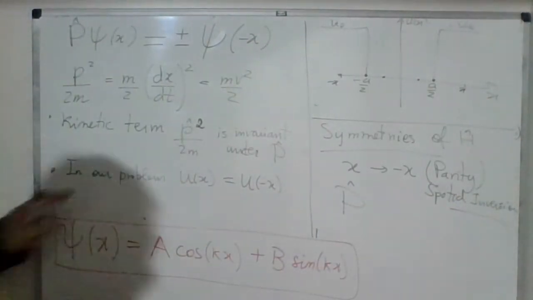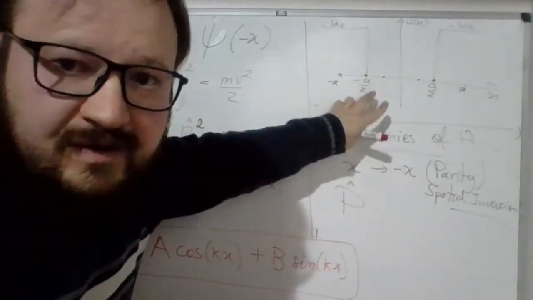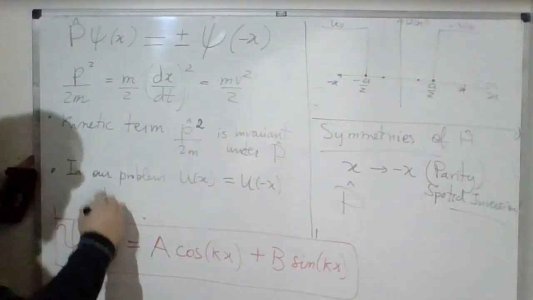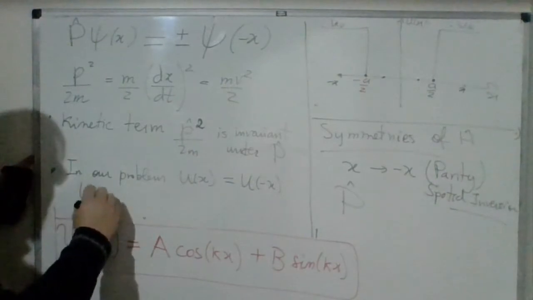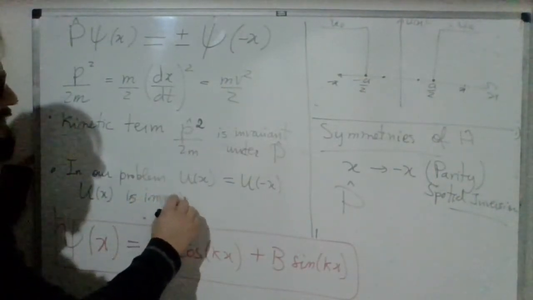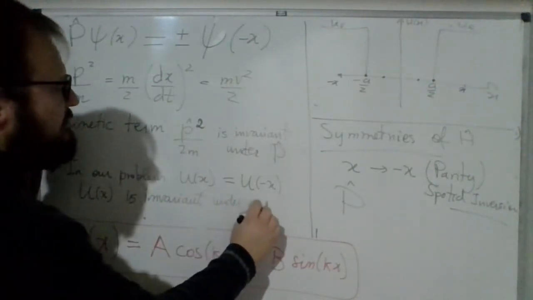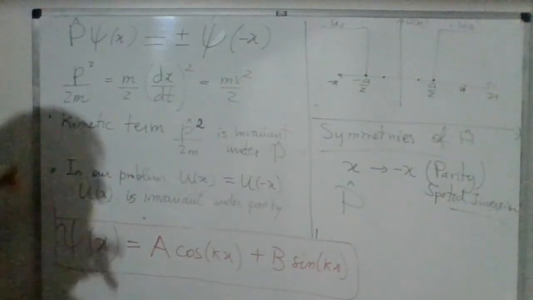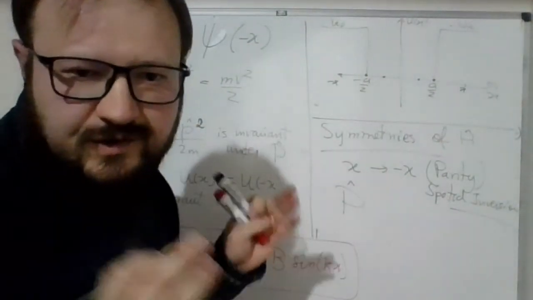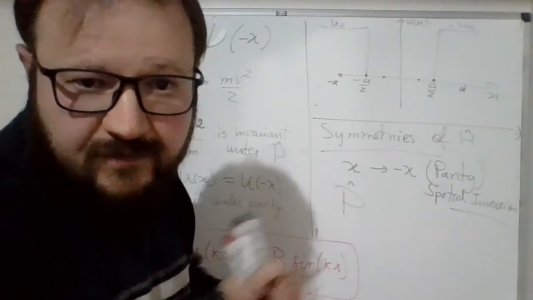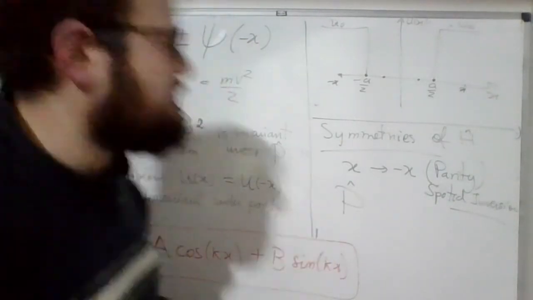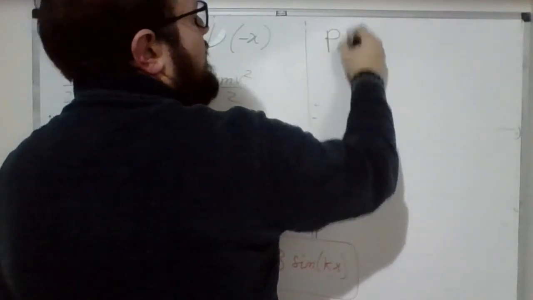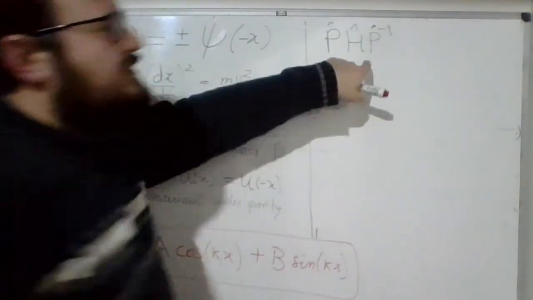So for our Hamiltonian, the way we defined the potential, the parity applies. So in our problem, u of x is invariant under parity, right? So our full Hamiltonian, because it's just the sum of the kinetic plus the potential energy terms, both terms are invariant, so our Hamiltonian is invariant under parity, all right? In this case, we can say that parity applied to the Hamiltonian, written in matrix transformation, you write the following way here, is equal to the Hamiltonian.